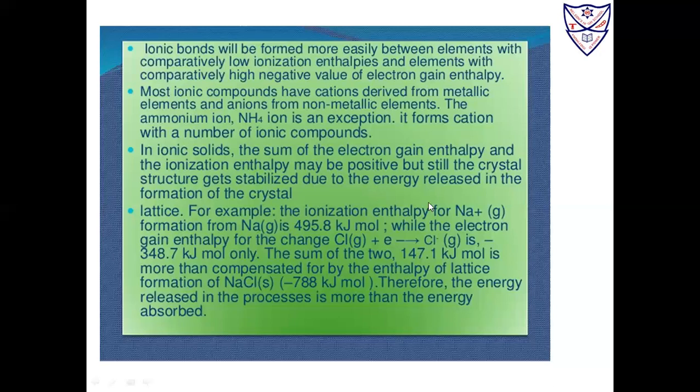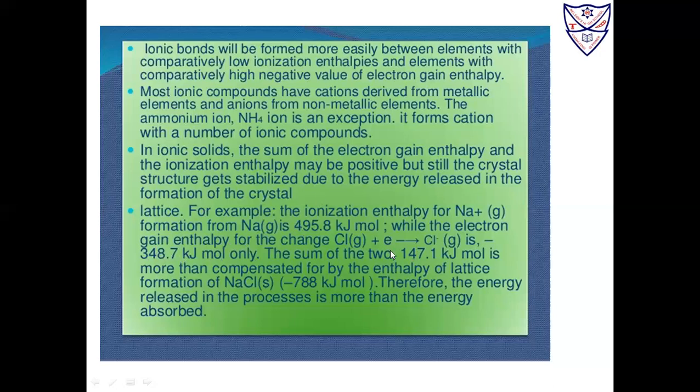See here the example of Na+. The ionization enthalpy for the formation of Na+ is 495.8 kilojoule per mole, while the electron gain enthalpy for the change of chlorine, that is Cl in gas form plus an electron giving Cl minus, is minus 348.7 kilojoule per mole. So this is more and this is less. So here the sum of the two is 147.1, from 495.8 minus 348.7.